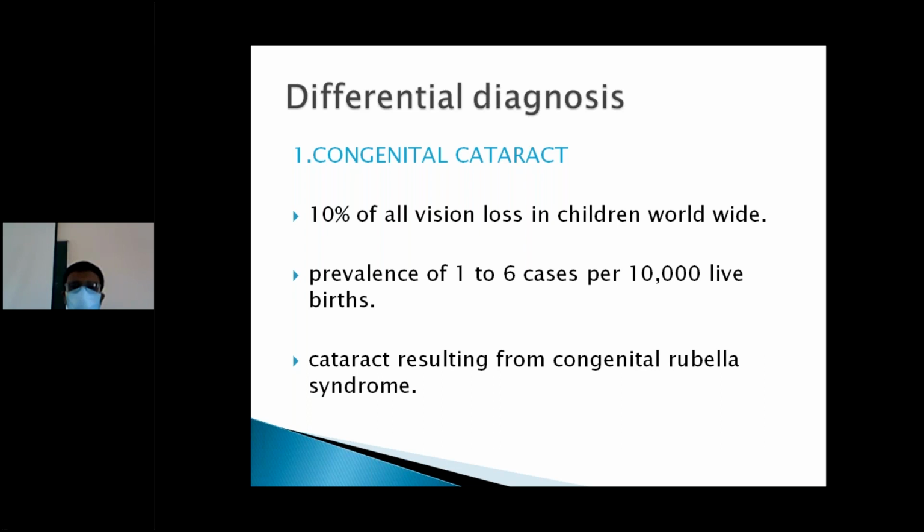Differential diagnosis: congenital cataract, persistent hyperplastic primary vitreous, toxoplasma endophthalmitis or any endophthalmitis, ROP, retinopathy of prematurity. These are all the differential diagnoses, but most important is congenital cataract. Congenital cataract is the cause for 10% of all visual loss in children worldwide. Prevalence is 1 to 6 cases per 10,000 live births. The most common cause of congenital cataract is rubella syndrome.